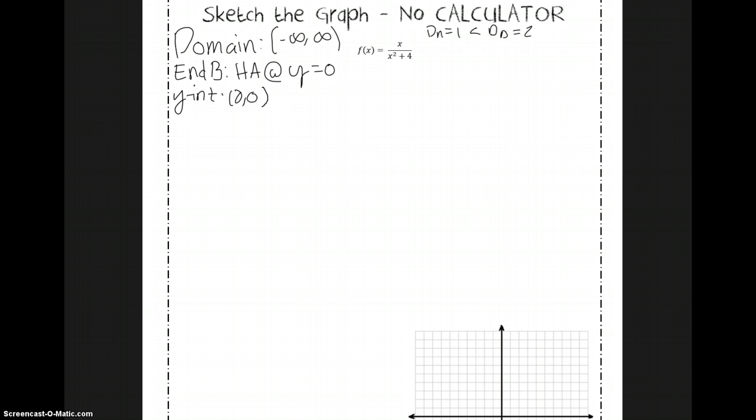And what do we get? We get 0 also. X-intercept, we need to set our numerator equal to 0 and solve, and that's pretty simple because here it's just 0, 0.